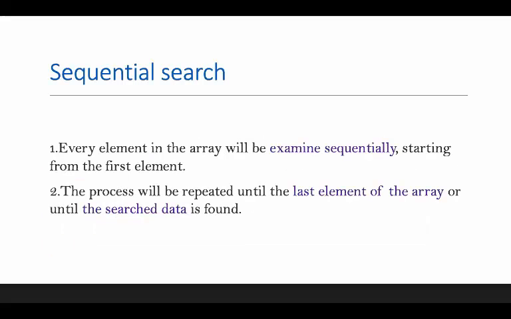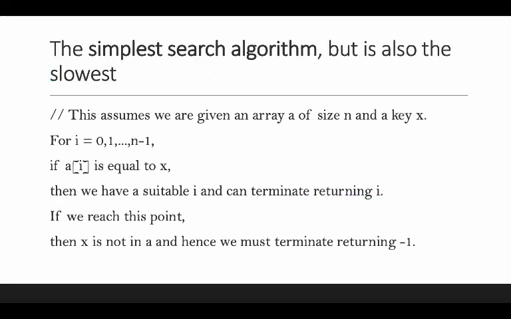The first technique is the sequential search. Here every element in the array, what is an array? It is a storage container containing some elements. Every element in the array will be examined sequentially, one after the other, starting from the first element. The process is repeated until the last element of the array or until the searched data is found. The simplest search algorithm is sequential search, but it is also the slowest algorithm.